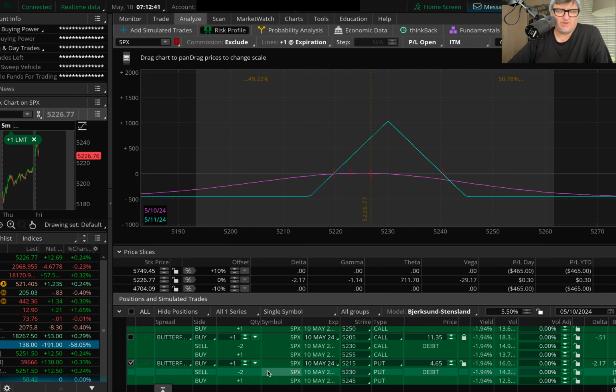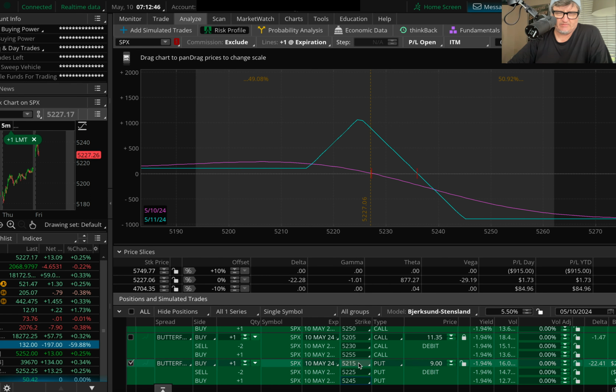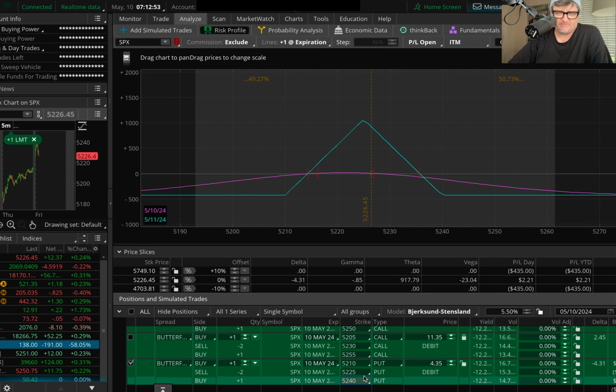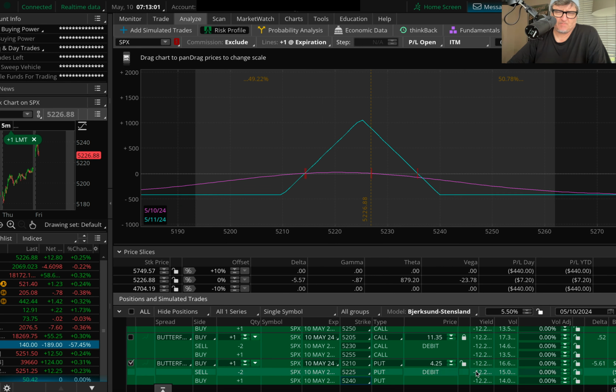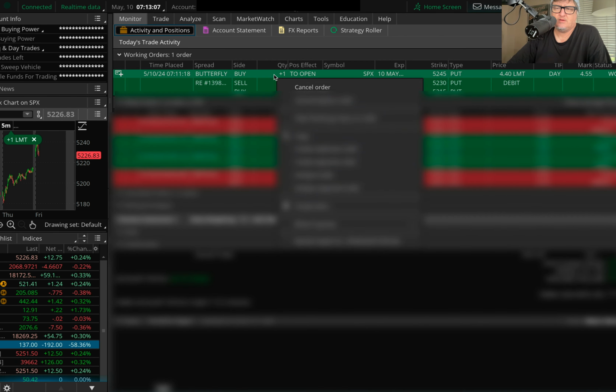Well, if we want to be technically correct and follow the rules, we should probably go down to 52.25. So let's shift everything down by 5 points. 15 pointer. The middle strike's at 52.25. Right there. We can get like 420-ish on this guy. So I should probably cancel this. Let's see, cancel order.